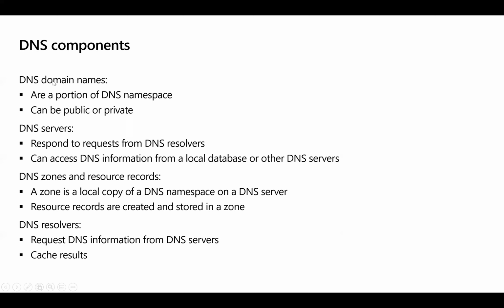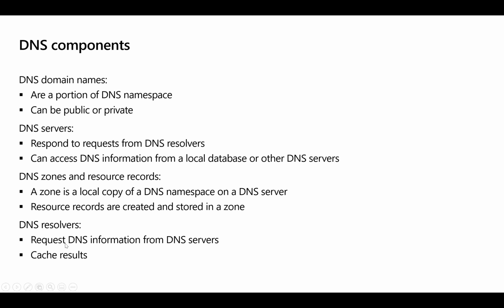So what is DNS? DNS domain names are portion of domain namespace, can be public or private. DNS servers usually respond to requests from DNS resolvers or ping. Okay, DNS zones and resource records. A zone is a local copy of namespace, like server 1, server 2, 3, 4, 5, 6. Server 1 nexus.local, that's a namespace. Resource records are created and stored in a zone.